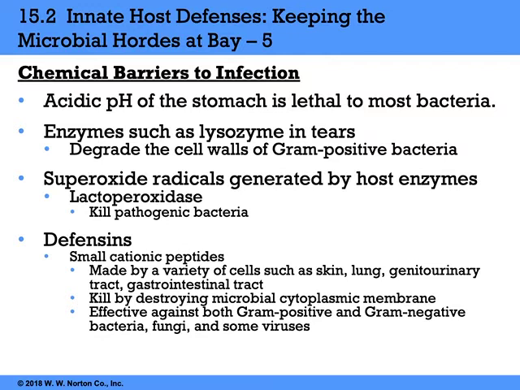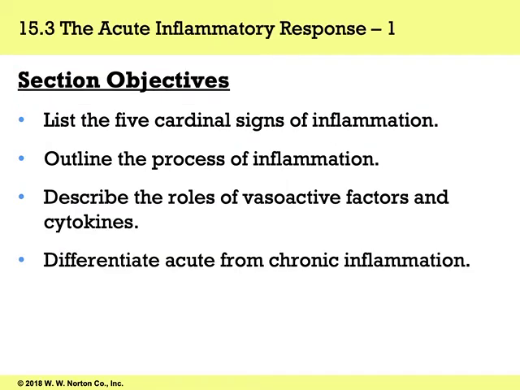Defensins are positively charged peptides made by a lot of different cells, like skin, lung, and genitourinary and GI tract, and they destroy microbial cytoplasmic membranes. They're effective against both gram-positive and gram-negative bacteria, fungi, and viruses. Okay, and the way these work is by essentially punching holes in the membrane and causing the cytoplasm to leak out. Okay? We'll talk about inflammation and its process, vasoactive factors and cytokines, and acute and chronic inflammation.